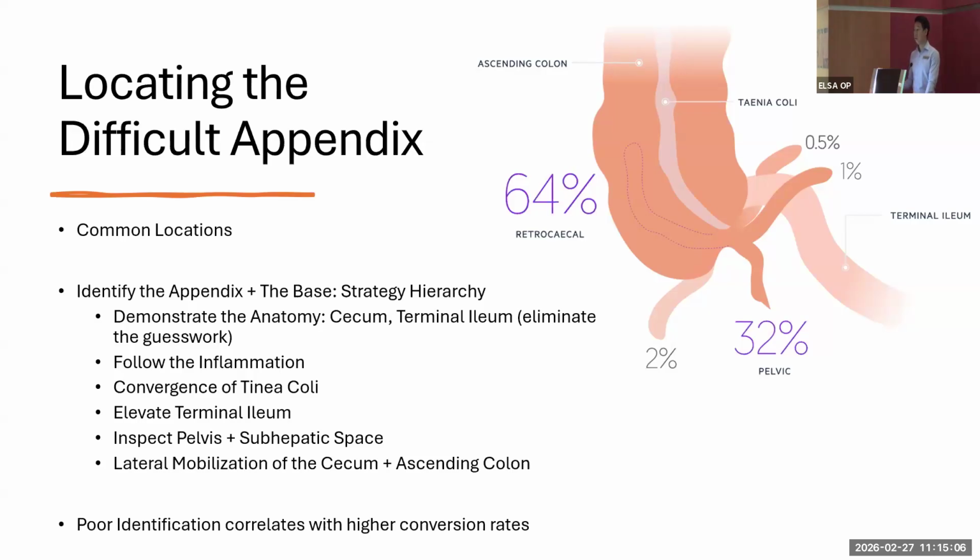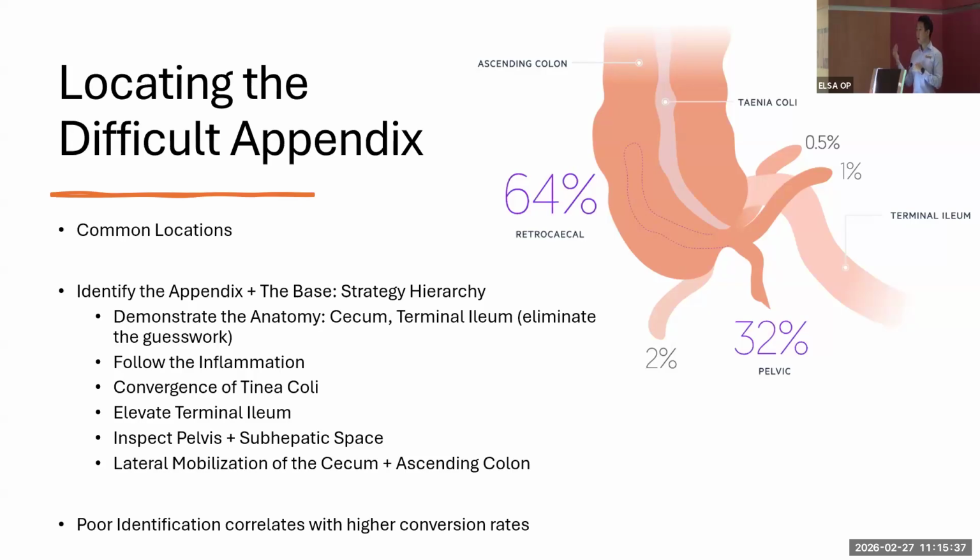One thing I learned is to follow the inflammation. Sometimes you go into the right iliac fossa and try to find the appendix, but you're looking in the wrong place. Sometimes the appendix can even be subhepatic. So follow the inflammation, let the body guide you to where the appendix is. Also follow the convergence of the taenia coli. If you can't see the appendix, go to the cecum, see where the taenia coli converge, and that is where the appendiceal base is. Then follow that to the tip of the appendix.